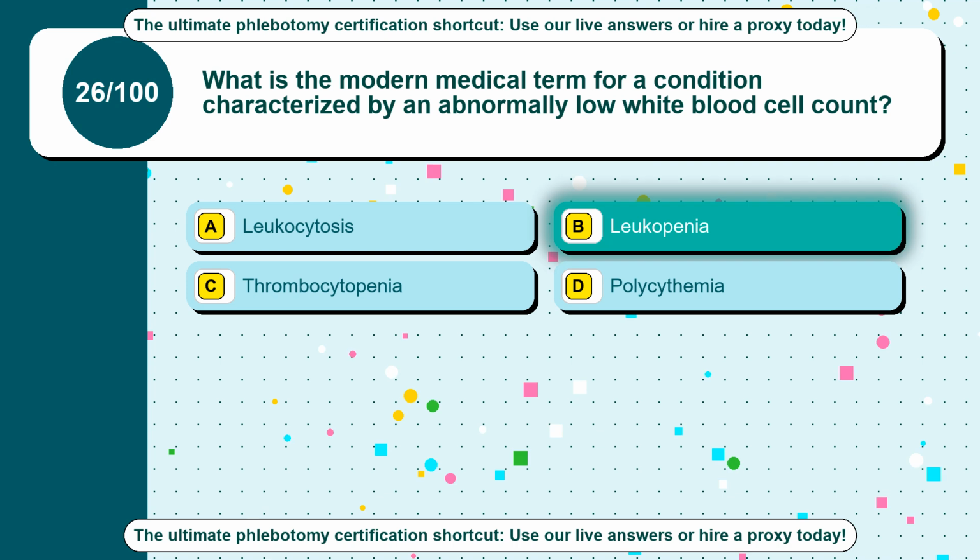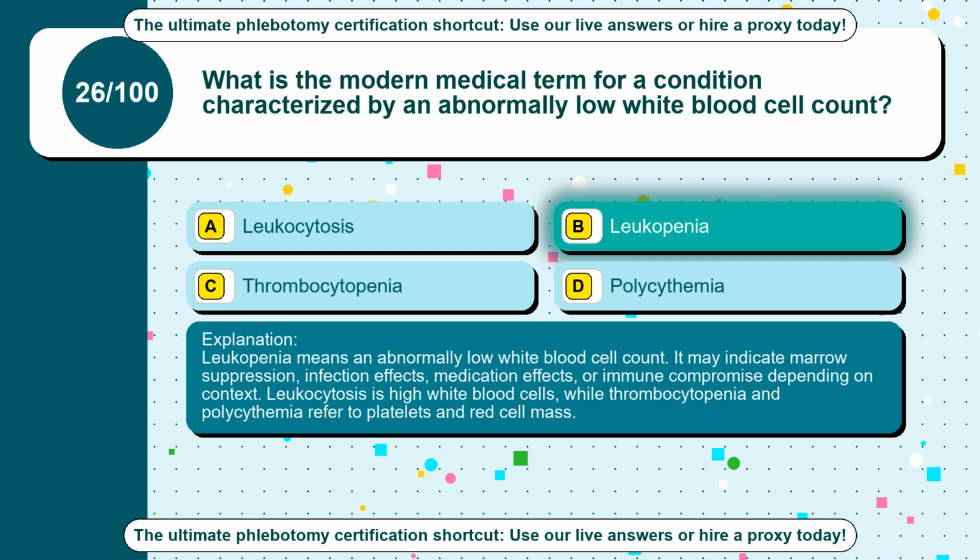The correct answer is option B, leukoponia. Leukoponia means an abnormally low white blood cell count. It may indicate myelosuppression, infection effects, medication effects, or immune compromise depending on context. Leukocytosis is high white blood cells, while thrombocytopenia and polycythemia refer to platelets and red cell mass.